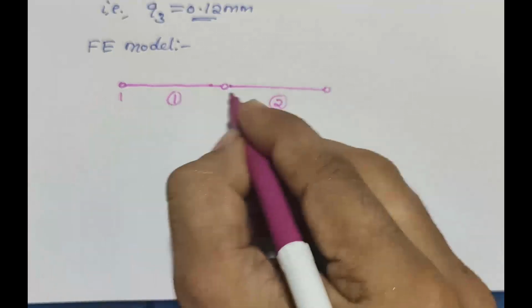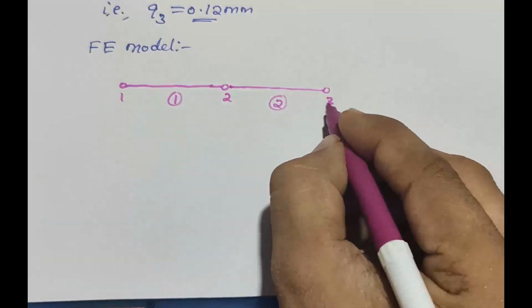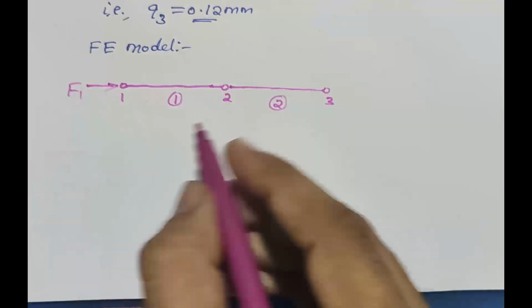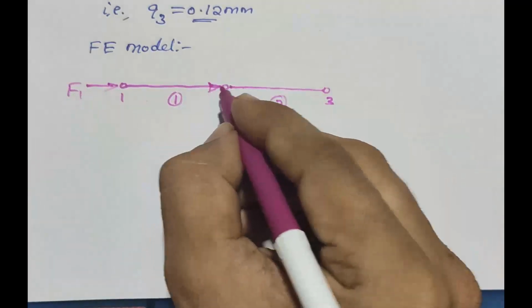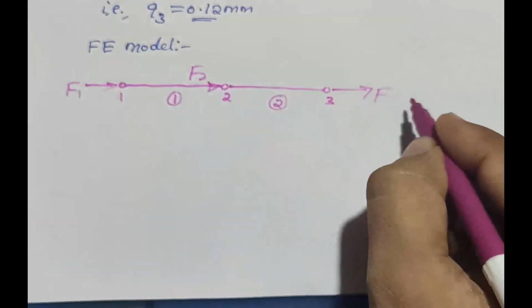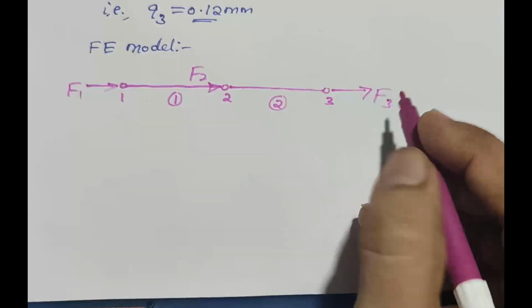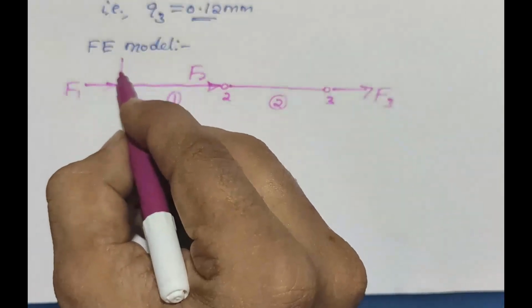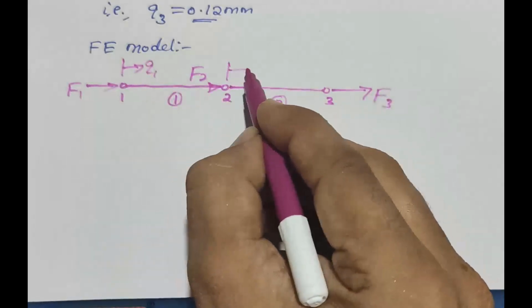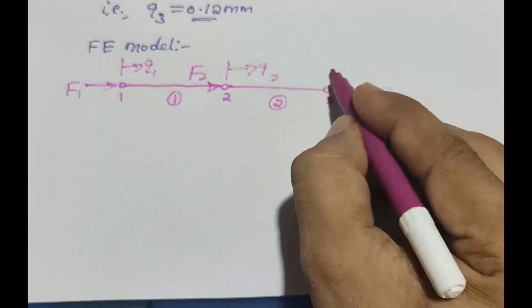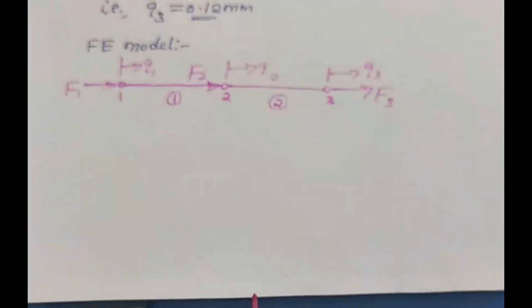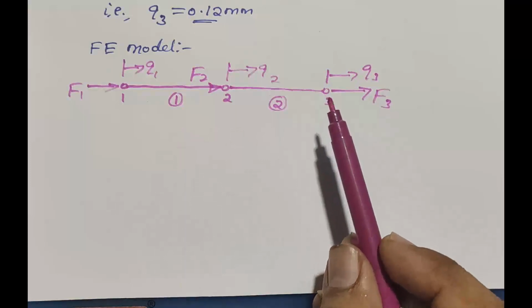Node numbering 1, 2, 3. And the nodal forces F1 at node number 1, F2 at node number 2 and F3 at node number 3. Next we will consider the nodal displacements. At node 1 we will take Q1, at node 2 Q2 and at node 3 the displacement is Q3. This is the finite element model of the given problem.